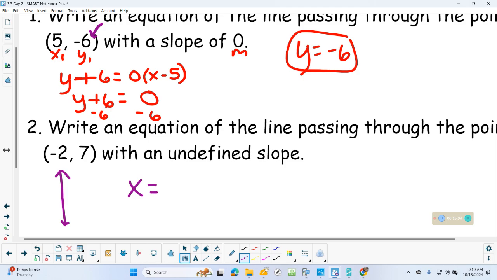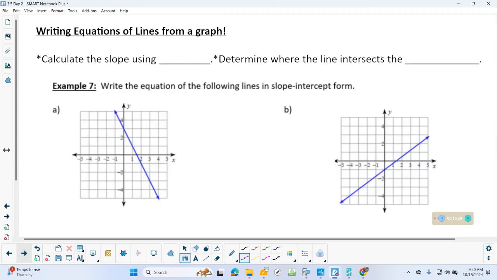Now, if it's going to go through this point, and I know it's an x equals style equation, it better hit the x coordinate of the point. So my final answer is just x equals -2. So just like here, my horizontal y equals, and it has to hit the y coordinate of the point. You can do these with no work, which is really kind of nice, and we're kind of big fans of that, okay?